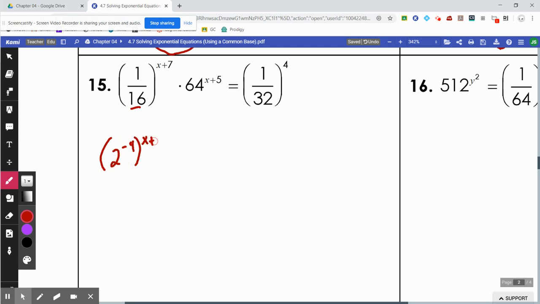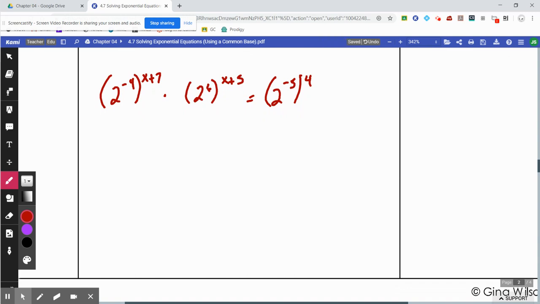And that's being raised to the x plus 7. Times 64, that's 2 to the 6th power, and that's being raised to the x plus 5. Equals 1 over 32. I know that 2 to the 5th is 32, so 1 over 32 would be 2 to the negative 5th power, and that's being raised to the 4th. So next up, powers to powers, let's multiply. This would be 2 to the negative 4x minus 28 times 2 to the 6x plus 30 equals 2 to the negative 20.